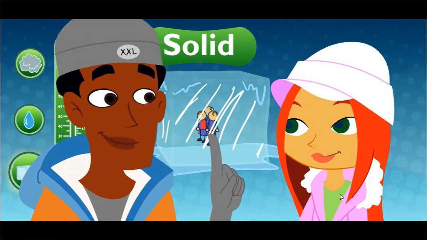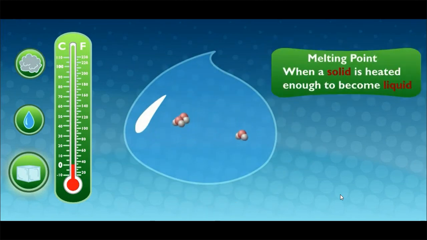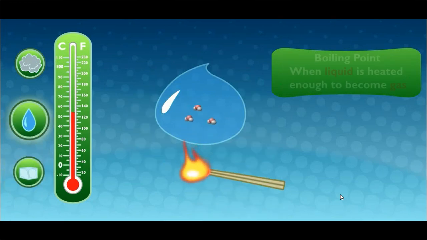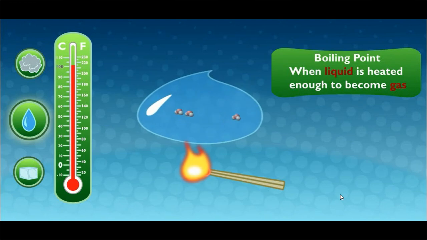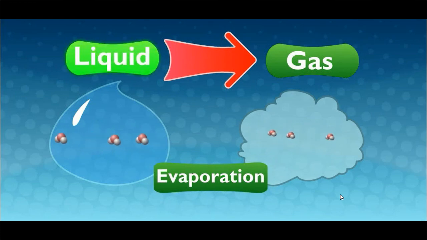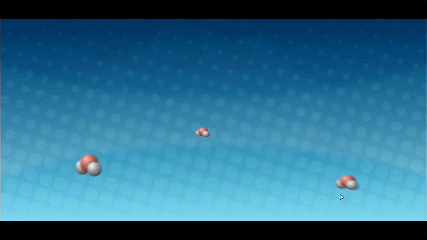Then let's get this solid fired up. When the temperature rises above 32 degrees Fahrenheit, the ice melts into a liquid again. Right, this is called the melting point. If we crank the heat up even more, we'll reach boiling point and send those molecules into a frenzy. And from a liquid to gas. Yeah, and that's called evaporation. Liquid to gas, evaporation. There they go, moving as far as they can.